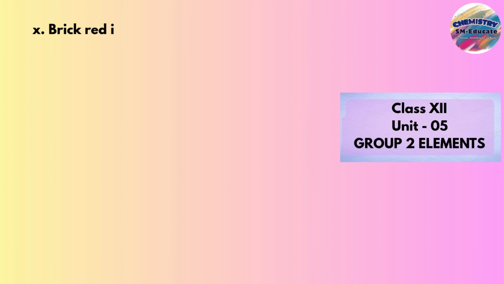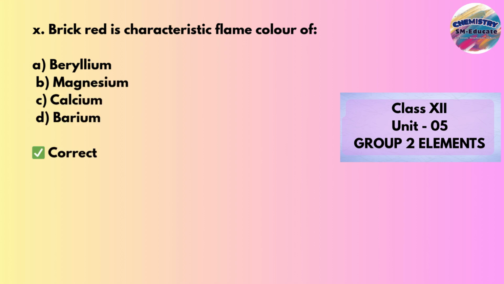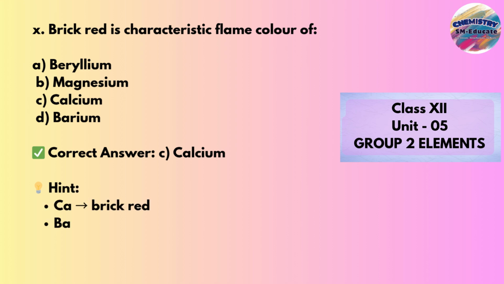Part 10. Brick red is the characteristic flame color of: A. Beryllium. B. Magnesium. C. Calcium. D. Barium. Correct answer: C. Calcium. Hint: Ca gives brick red, Ba gives green, Mg gives no color.